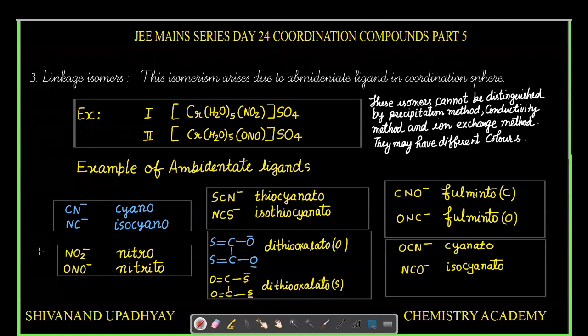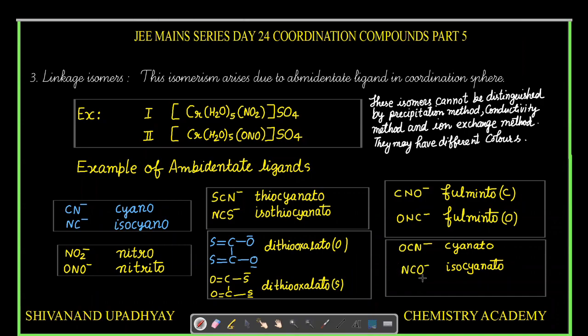Nitrogen is going to attach with the central atom. This is nitro. And when oxygen is going to attach, this is known as nitrito. Same way, when sulfur is going to attach, then it is known as thiocyanate. When nitrogen is going to attach, then it is known as isothiocyanate. These two examples are not that important, right? But these four, 1, 2, 3, and 4. OCN minus is cyanato and NCO minus is isocyanato.